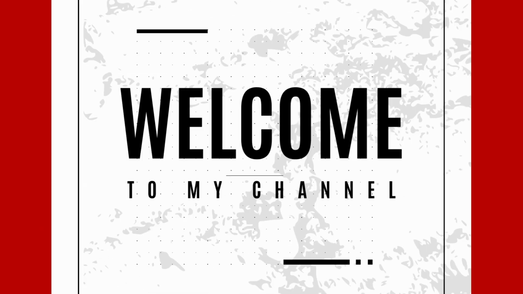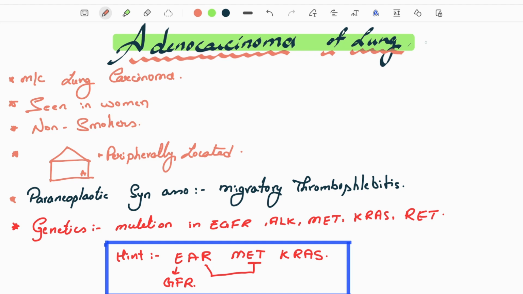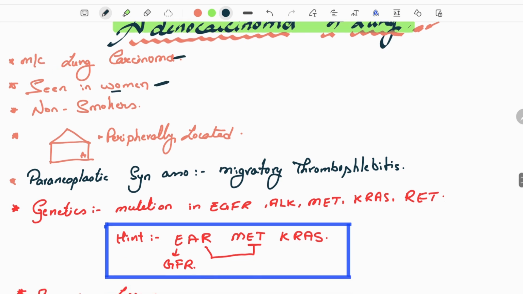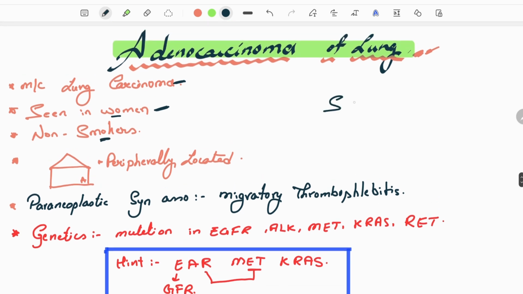So today in this class we are going to discuss adenocarcinoma of lungs in the respiratory system of pathology. This is the most common lung carcinoma, mostly seen in women. And this is seen in non-smokers. In the last class I told about squamous cell carcinoma, and there I discussed many points. If you have not seen the video, please go back and watch it first.